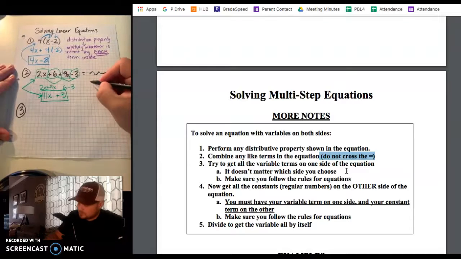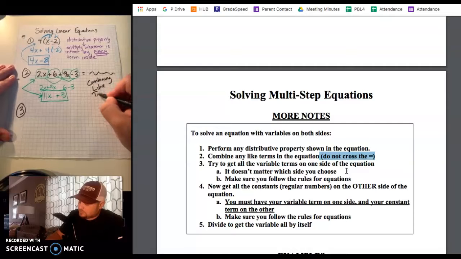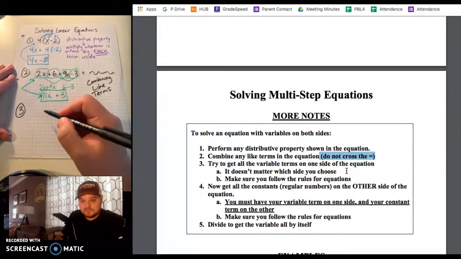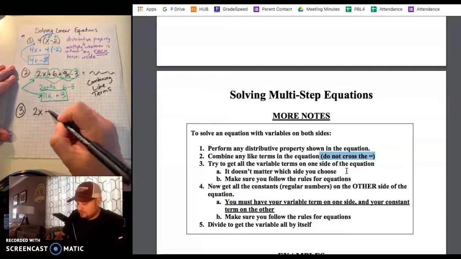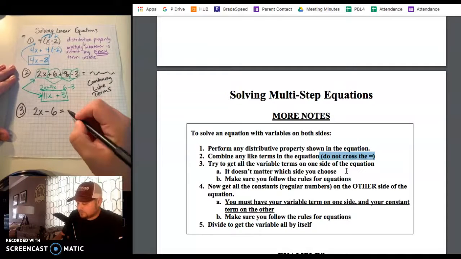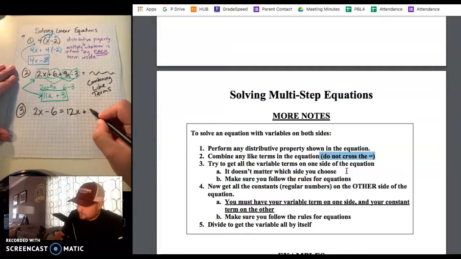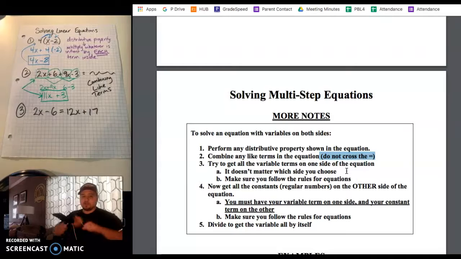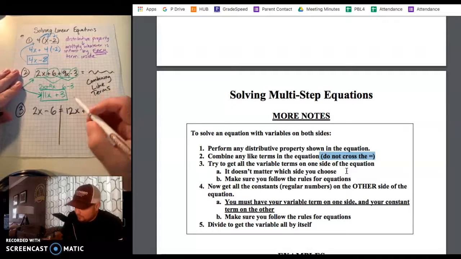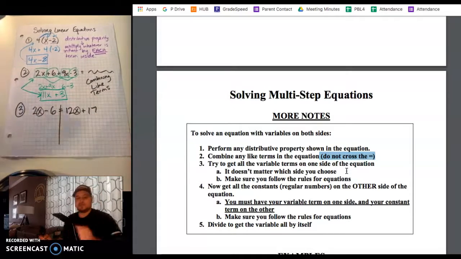So again, this was combining like terms. That's number 2. All right. So this is getting everything on the same side. So if I have something like 2x minus 6 equals, let's say that it's 12x plus 17. Okay, so if we have something that looks like this, what you'll notice is, and this is what you're going to see on a lot of the problems that we're going to be working on in our homework this week, we have a variable that is on both sides of that equal sign.